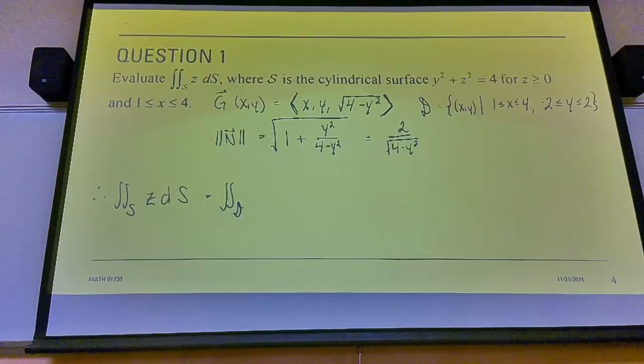Evaluate the integrand along G. Well, that's easy. What should Z be replaced with? 4 minus y squared, times the norm of the normal vector, dA. What order do we want to do? dx dy or dy dx?